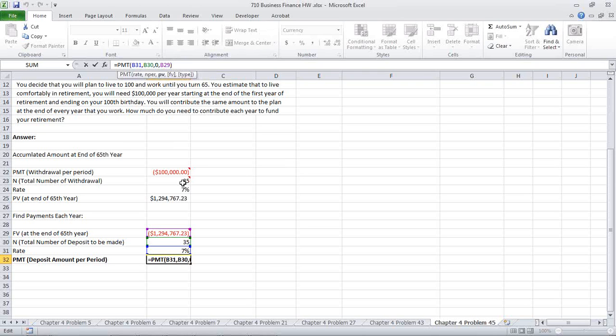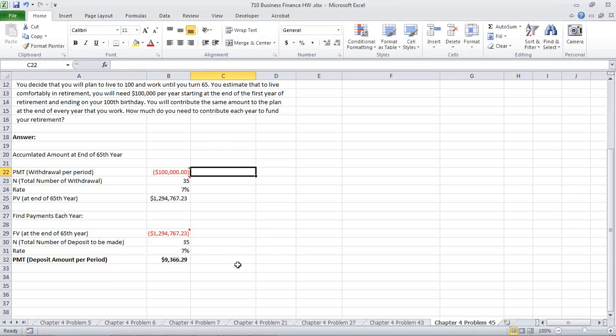0, and then the 1.29, excuse me. So again, we have our rate at 7%. We have our NPER at 35. We have the present value at 0. The future value is equal to that negative $1.2 million. If you did it right, you should get $9,366.29. Remember, if you're doing it like this, you're doing it right.